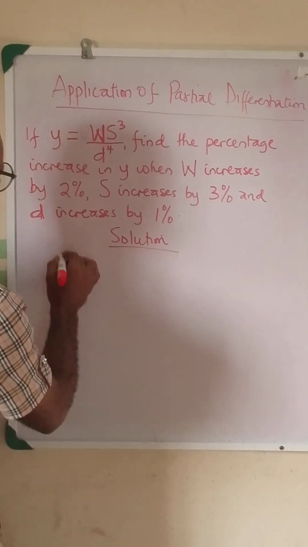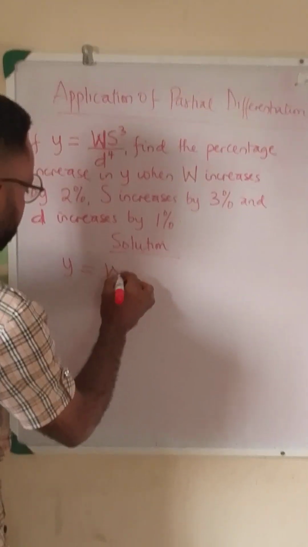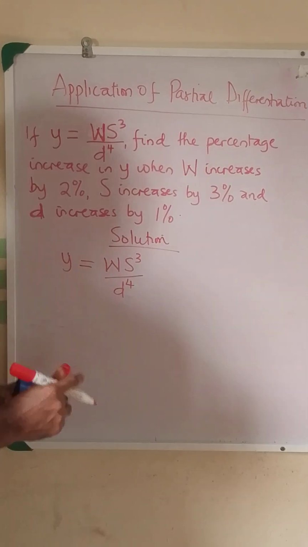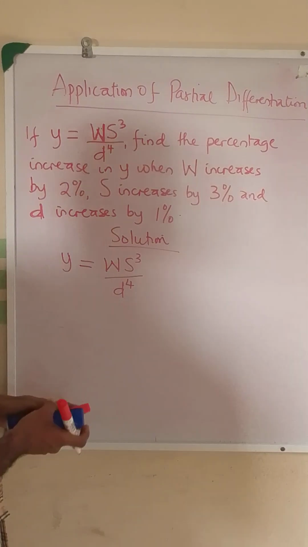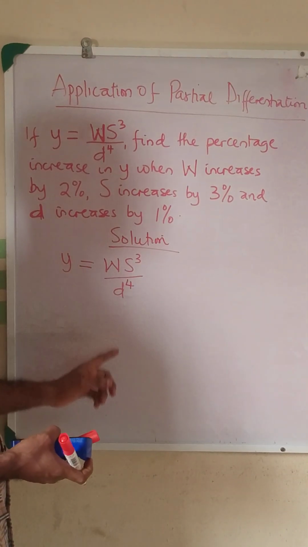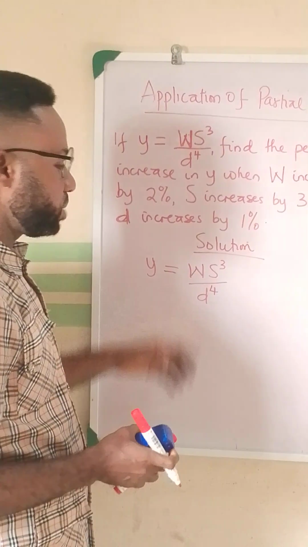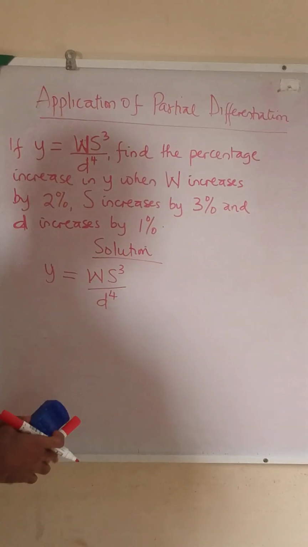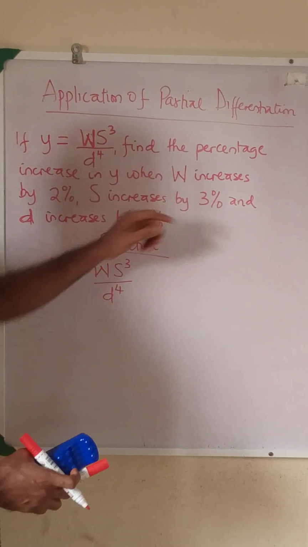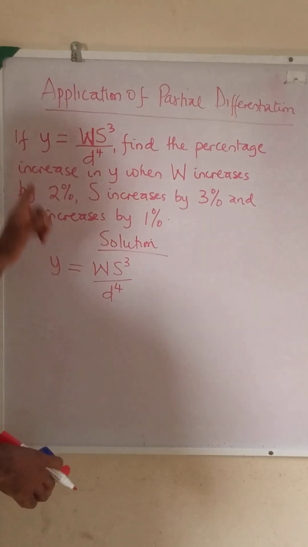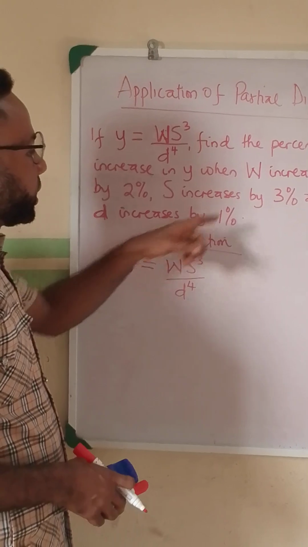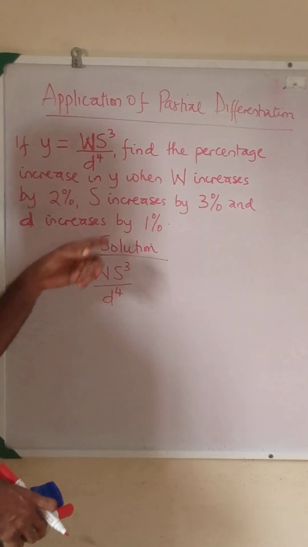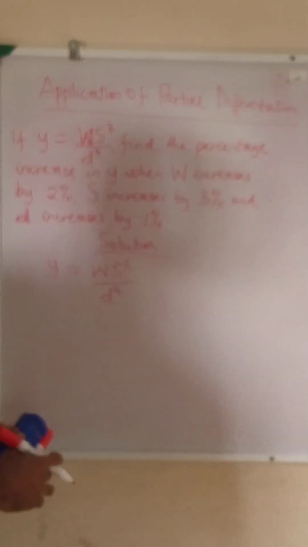And so our formula is y equals w s cubed all over d raised to power 4. And so it means y is a function of w, s, and d respectively. So y is a function of these three variables. Note, if it is said that w increases by 2%, it means the increase will be positive. Increases by 3%, positive. Decreases, so it's going to be negative. So when we are going to solve the question, you see how this is being applied.